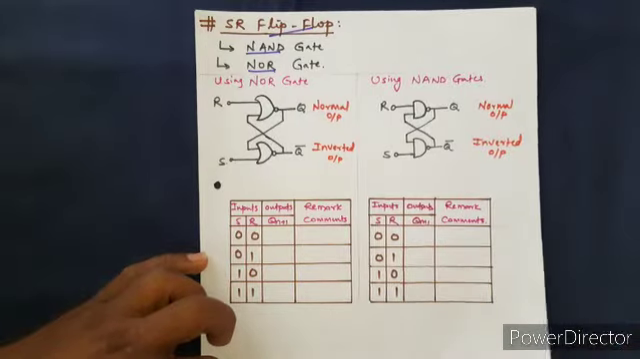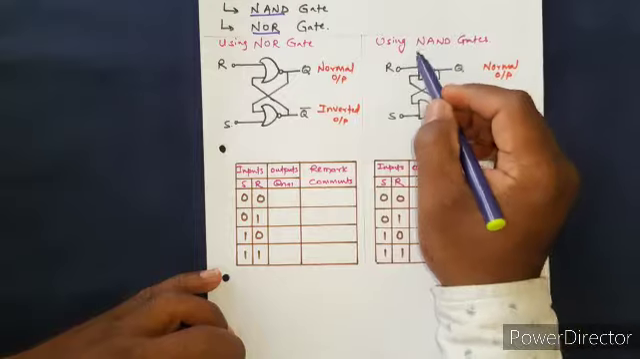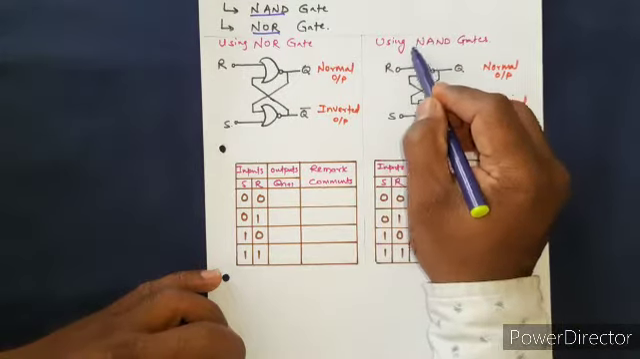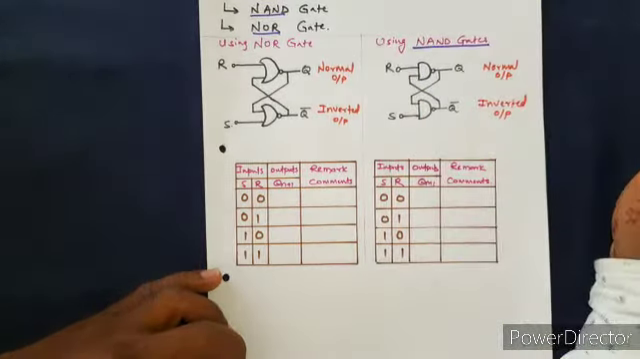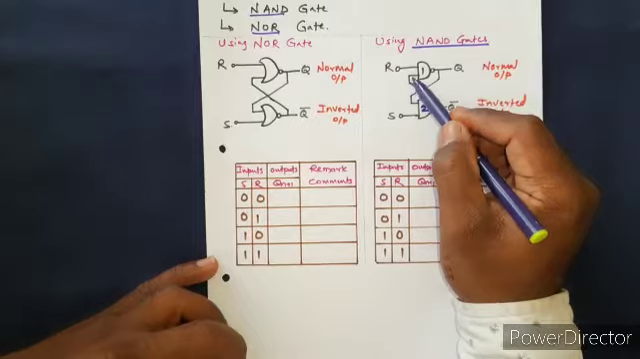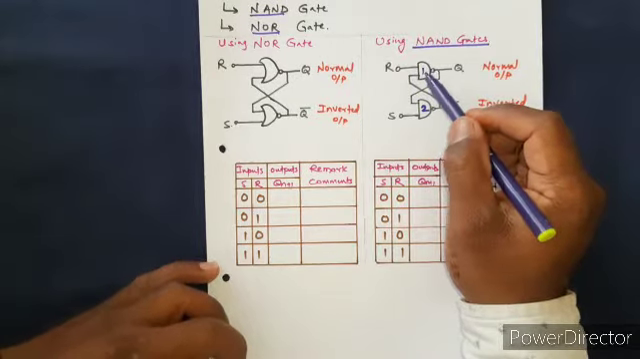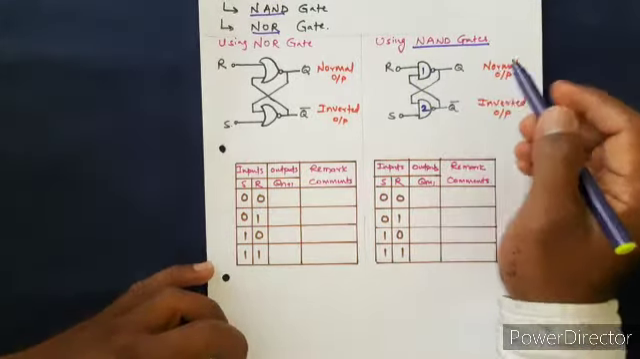Just to recall, we had discussed this SR flip flop using NAND gates, and this is the structure, cross coupled. We have two NAND gates connected in a cross coupled manner. The output of gate 1 is given to one of the inputs of gate 2, and the output of gate 2 is given as an input to gate 1. Q is called the normal output and Q bar is called the inverted output.